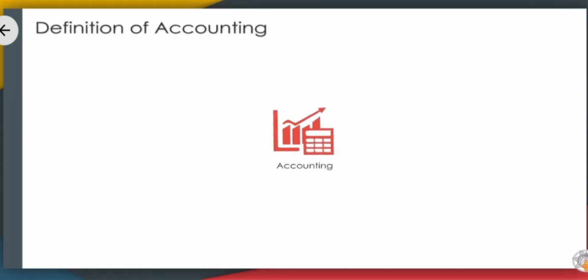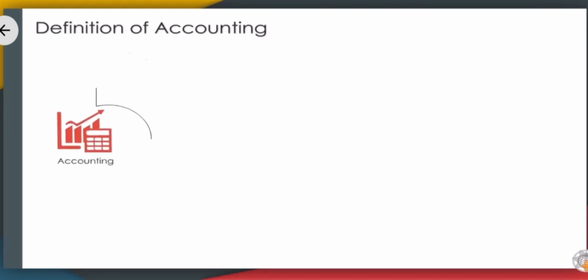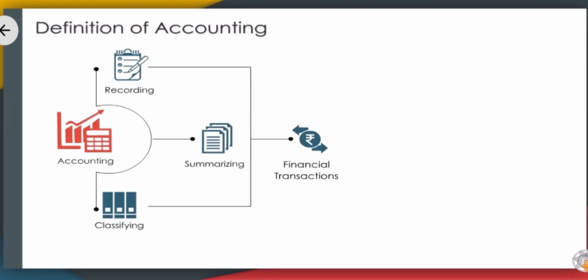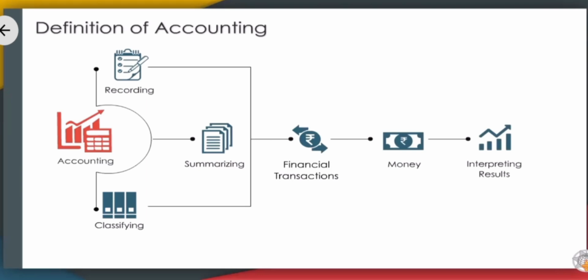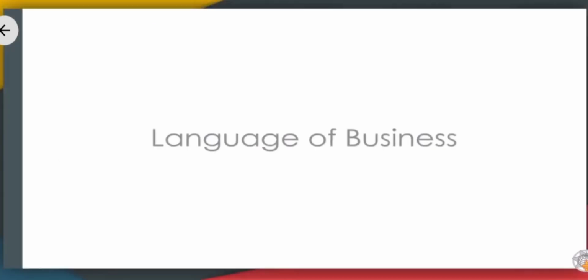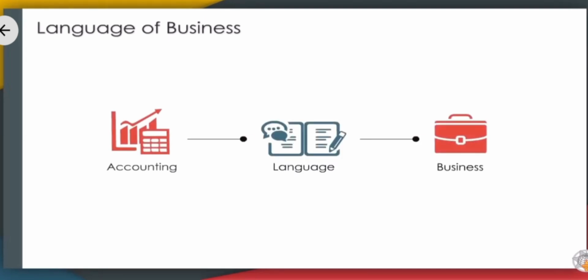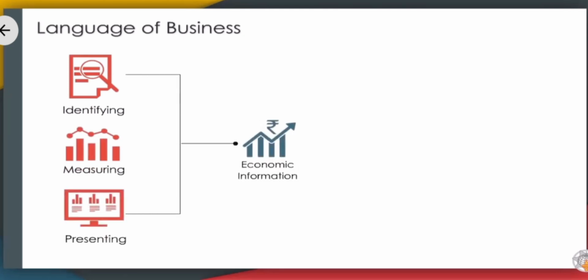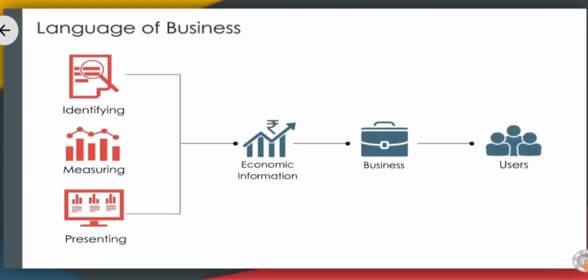Accounting. Definition of accounting. Accounting has been defined as the process of systematically recording, classifying, and summarizing financial transactions and events in terms of money and interpreting results thereof. Language of business. Accounting is the language of business. It involves identifying, measuring, and presenting economic information about a business in such a way that the users of the information can form an opinion about the business.